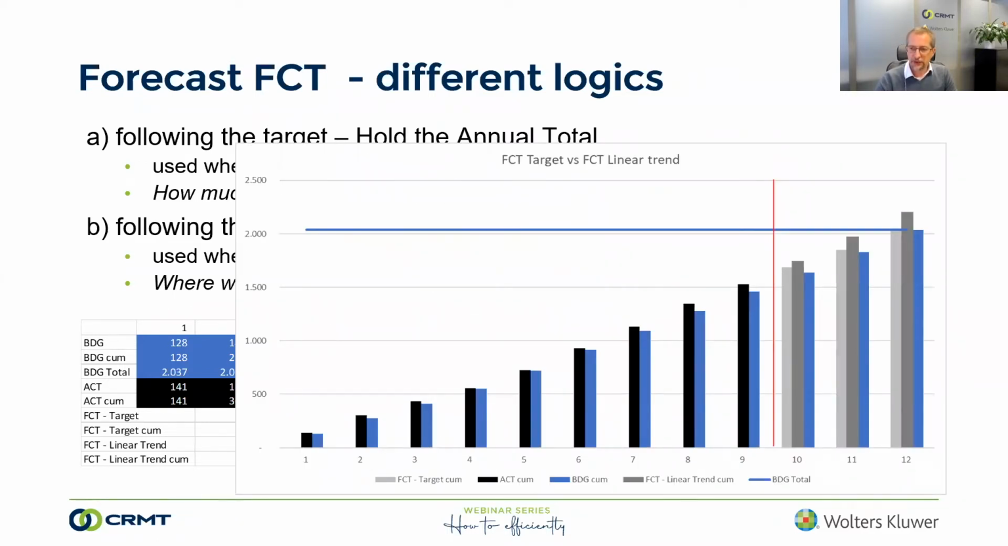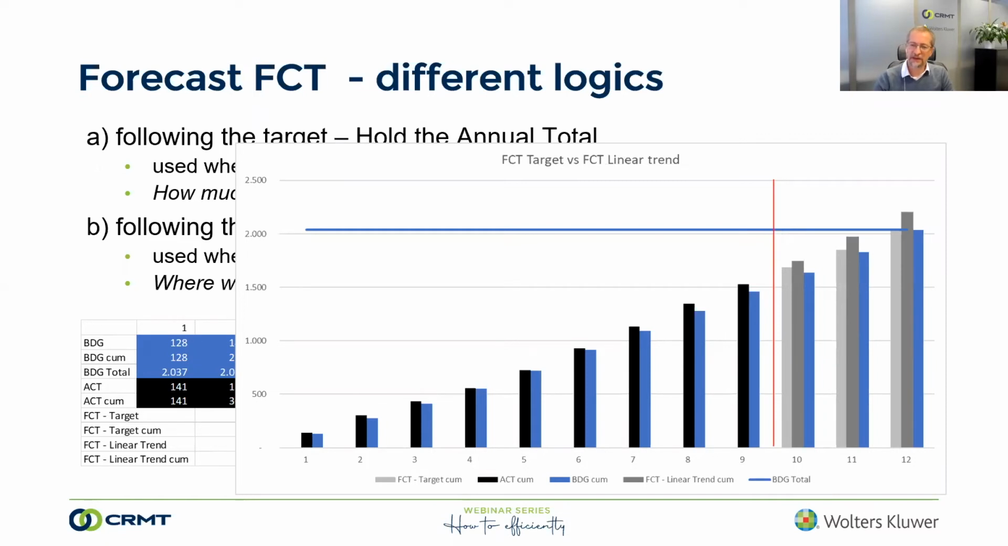It's easier to track the numbers when presenting the cumulative values on the graph. So here we have the blue line on top, which is our annual budget. Then we have our black bars from 1 until 9. These represent the actuals of our first 9 months. Then we have the blue ones, which represent the cumulative budget for the whole year.